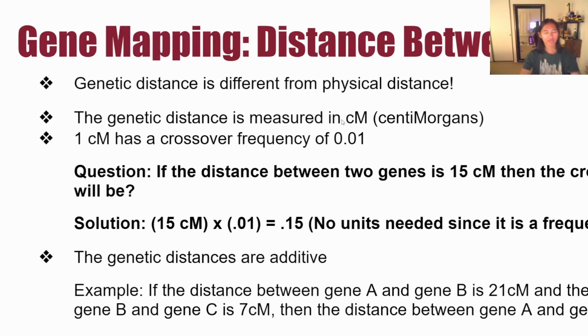Now, in mapping the distance between genes, we can use centimorgans with a capital M, and one centimorgan has a crossover frequency of 0.01. So instead of measuring the distance by unit of measurement, we measure it by the probability of crossover. As such, if we know the centimorgans, we multiply it by 0.01 in order to get the frequency of recombinance between two genes. In addition, the genes are additive.